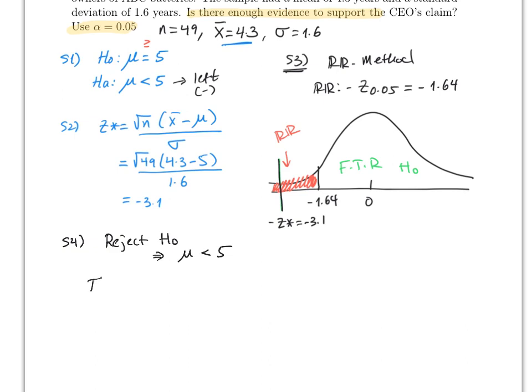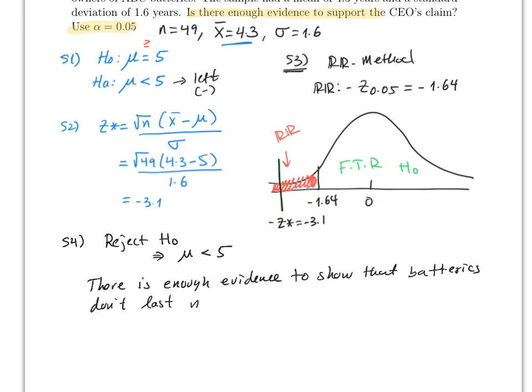Now the explanation will be that there is enough evidence to show that batteries don't last more than 5 years. There are many ways in which you can explain this. You can also say there is not enough evidence to support the claim that batteries last at least 5 years. So multiple ways to say the same thing.